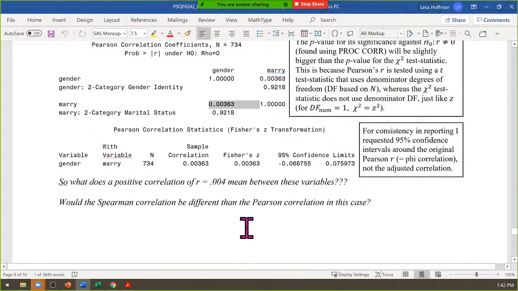All right. And last question, would Spearman be any different in this case? If I had asked for a Spearman correlation between my two binary variables? What do you think? Yeah, no. Because what Spearman does is rank order them, and they're already rank ordered. So Pearson and Spearman would agree exactly for a binary variable.